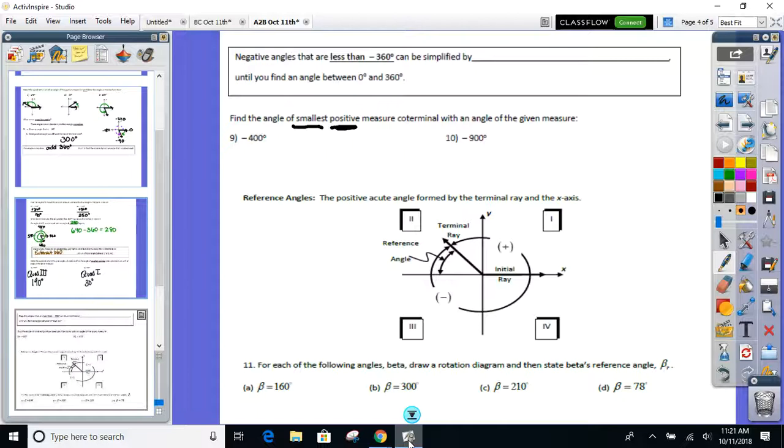15, any thoughts? I got negative 400. Smallest positive angle that shares the same side. I want to keep getting positive, so let's keep adding 360. And Anna, what do you end up with?